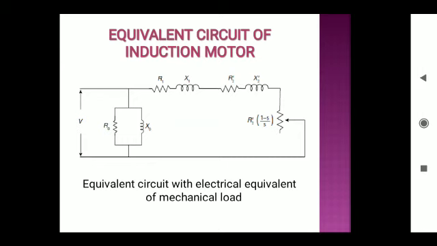And this figure, or this equivalent circuit, shows the equivalent circuit with the electrical equivalent of mechanical load. When a variable resistance is connected at the rotor, it means in the case of a slip ring induction motor, where the copper bar is connected to the short circuit gear with the help of the slip ring.